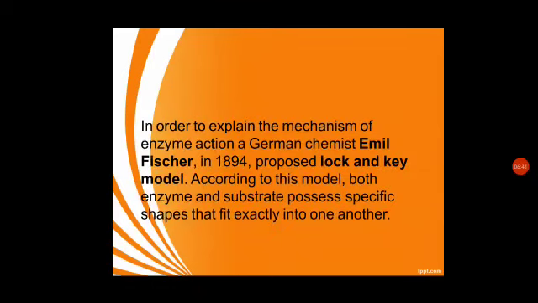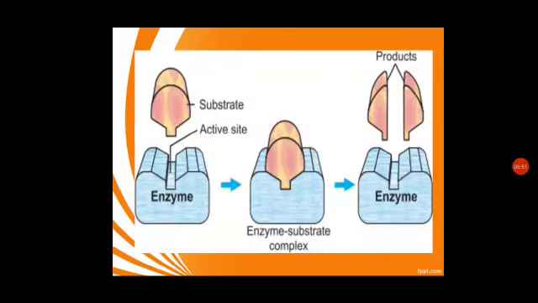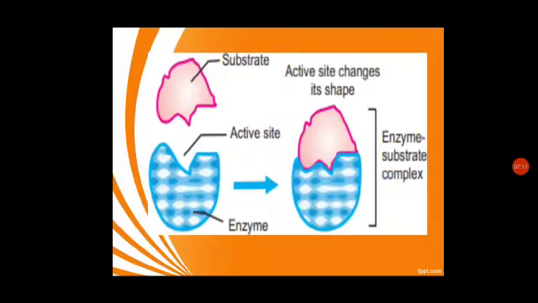Here is the lock and key model. According to this model, both the enzyme and substrate possess specific shapes that fit exactly into one another. You can see in this diagram a blue enzyme and the substrate. Both fit into each other like a lock and key. Like a key fits into the lock, the substrate fits into the enzyme. The active site of the enzyme is occupied by the substrate. So in this way, the product forms as the result.